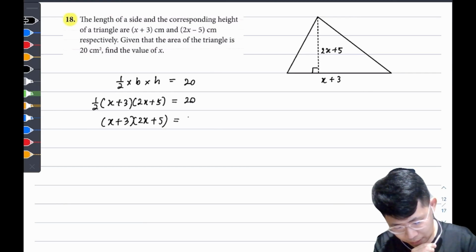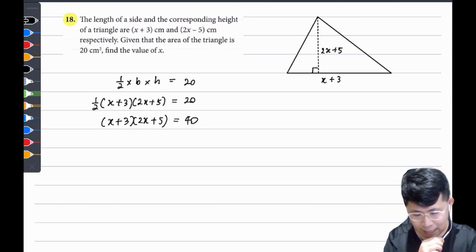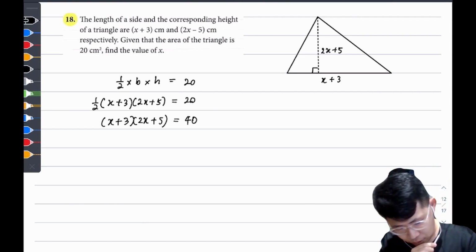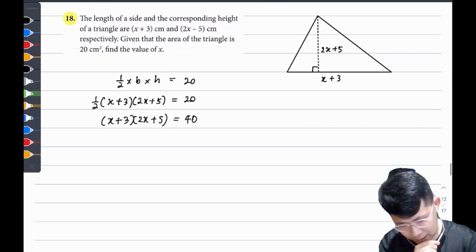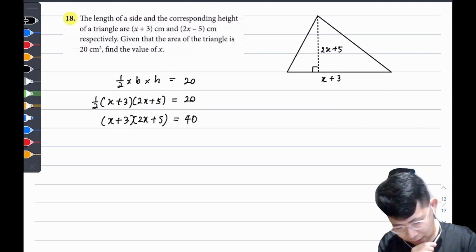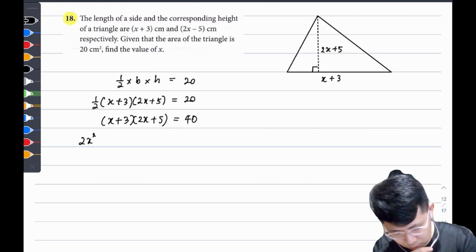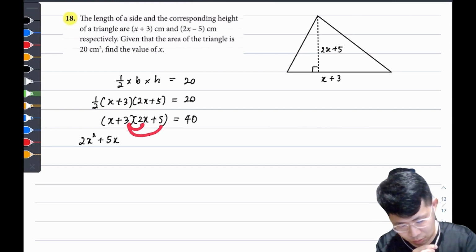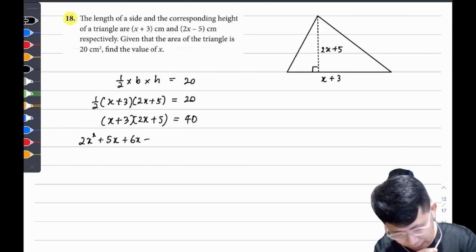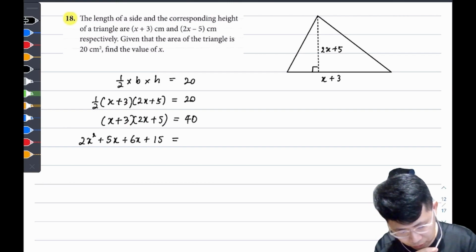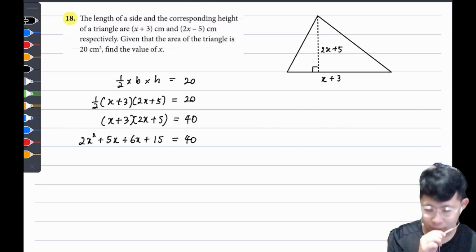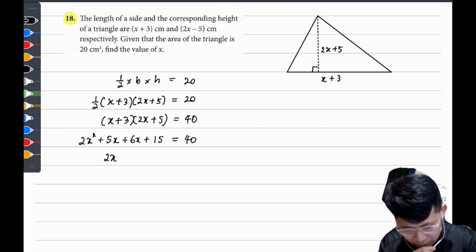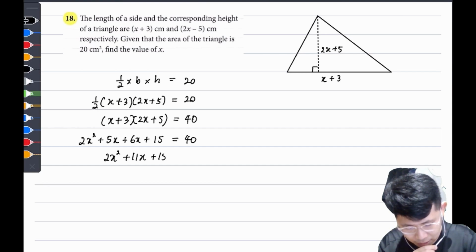Okay, 20 times 2 will be 40. So let me expand. Over here, x times 2x, x times 5. So I have a 2x squared plus 5x. And then 3 times 2x, 3 times 5, so plus 6x plus 15. This will be equal to 40. Right? So let's simplify over here. I have 2x squared plus 11x plus 15 on the left equals to 40 on the right.